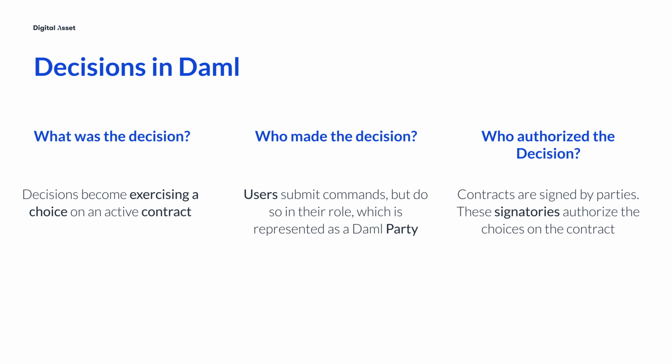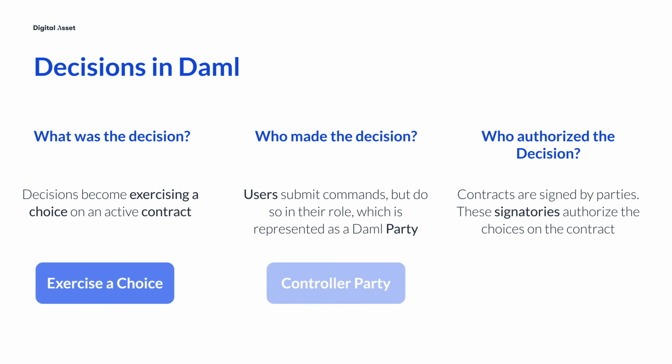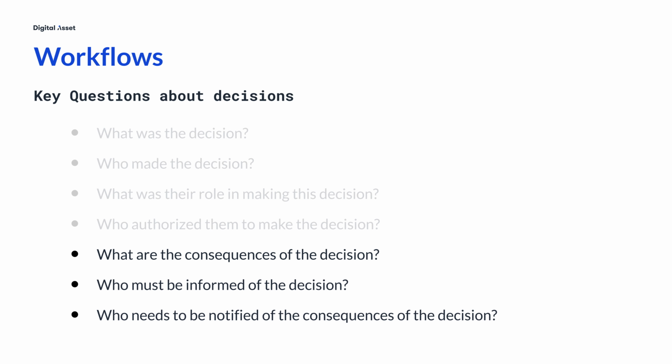A contract can only exist if it has been signed by a set of parties who become the signatories of that contract. The choices enabled by a contract are authorized by those signatories. So the question who authorized the decision is represented in DAML by the signatories on the contract the choice was exercised on. We see that several core concepts in DAML are directly associated with representing decisions: the exercise of a choice, the controller party, and the signatory parties. We have answers for the first 4 questions, so now we will look at the last 3.